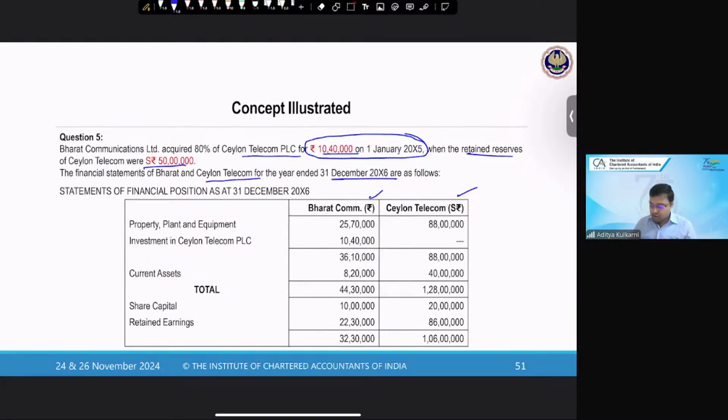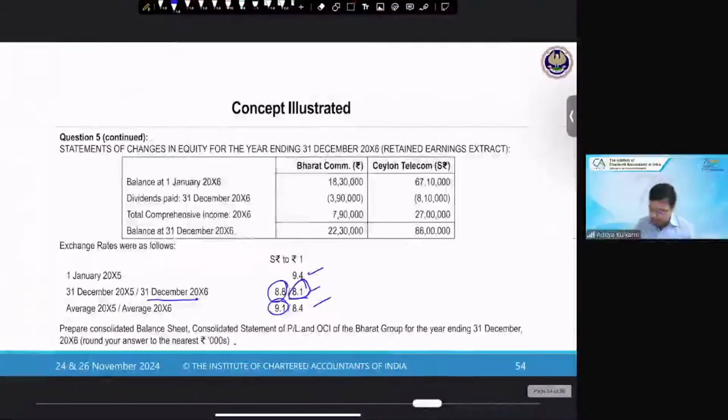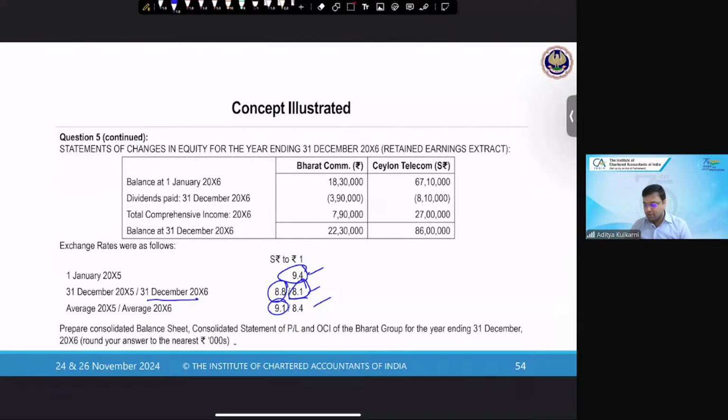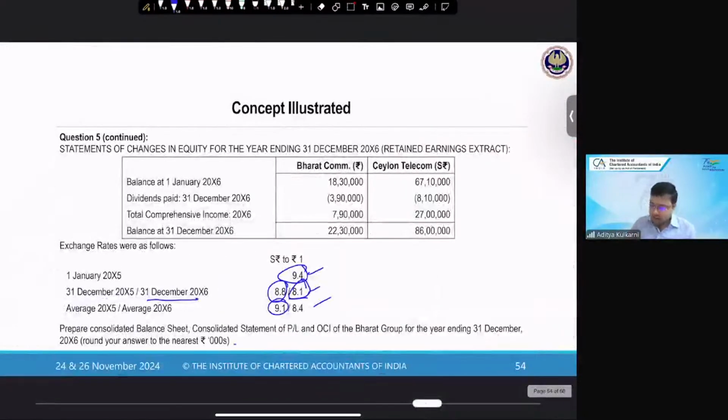Itna yaad rakho. Now, Bharat Communications has acquired 80% of Ceylon for rupees 10 lakh 40. Is it functional currency or foreign currency? I think it's the functional currency of this entity. Therefore, I will have to convert it into the foreign currency on the date of transaction. So on 1st January 20x5, the rate is 9.4. Is it okay? Yes, sir.